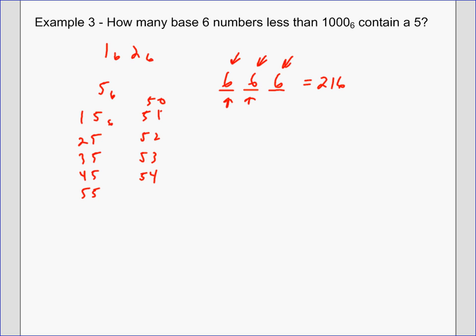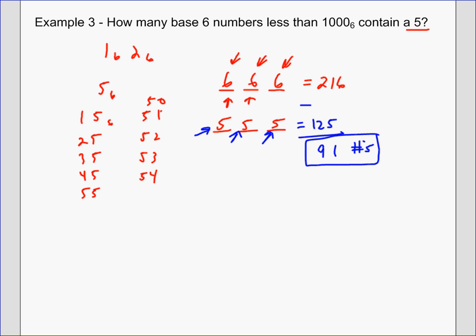So that helps us, but we want to know how many contain a 5. The best way to do that is to first calculate how many don't contain a 5. If they don't contain a 5, that means 5 times 5 times 5, because there are 5 digits that are not a 5 for each position: 0, 1, 2, 3, 4. So there are 125 that don't contain a 5. If there are 216 total and 125 that don't contain one, subtract, and you end up with 91 numbers less than 1000 base 6 that contain a 5.